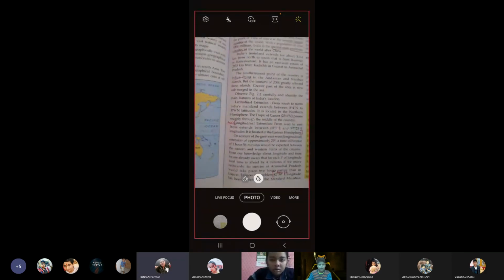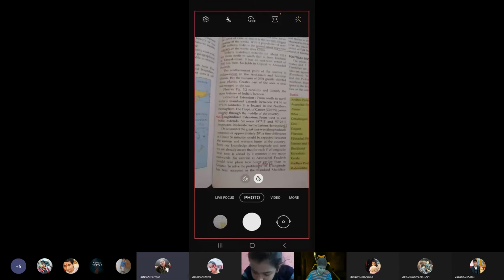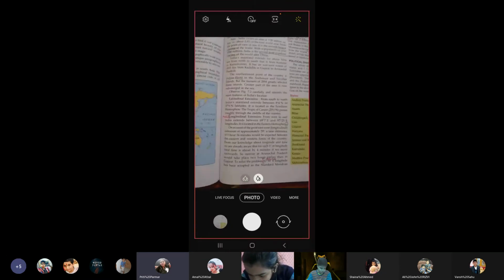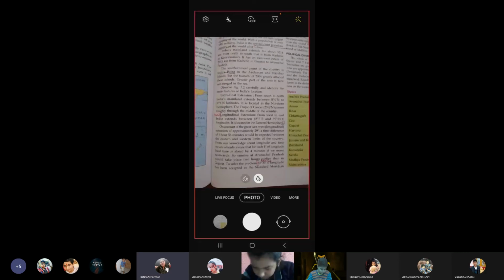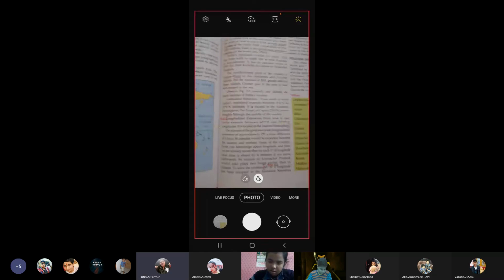Then they are telling you the longitudinal extent. Longitudinal extension from west to east, India extends between 68 degrees 7 east to 97 degrees 25 east longitudes. It is located in the eastern hemisphere.